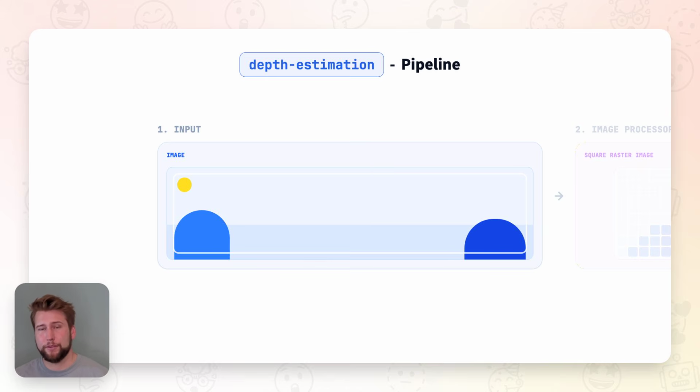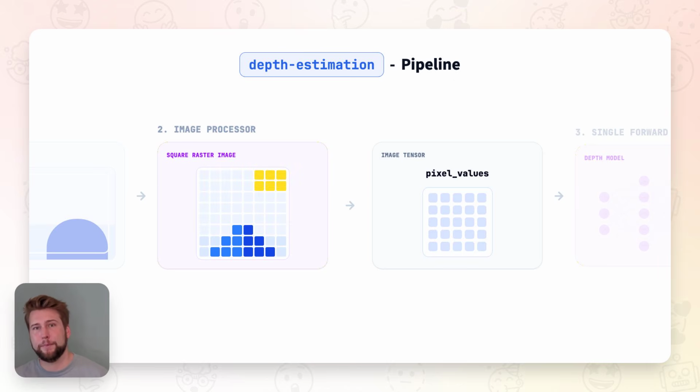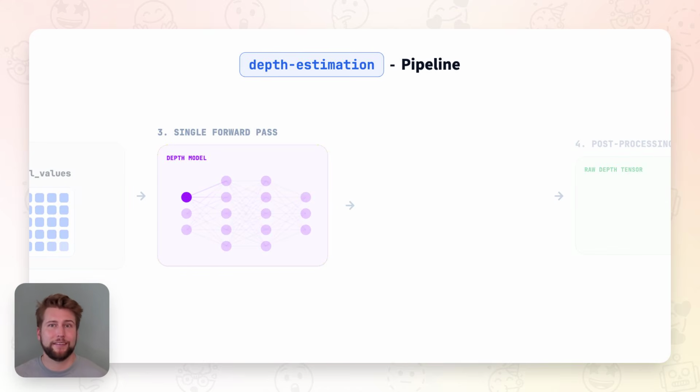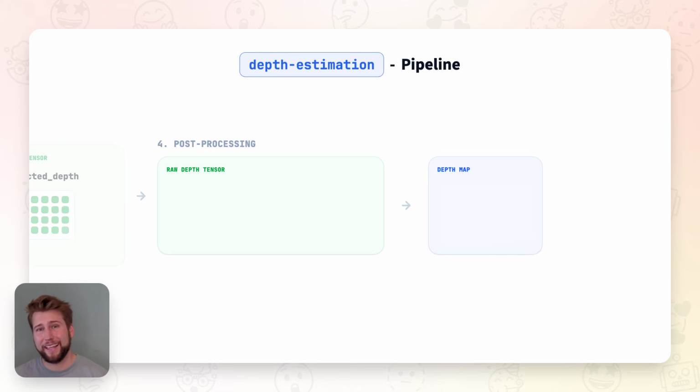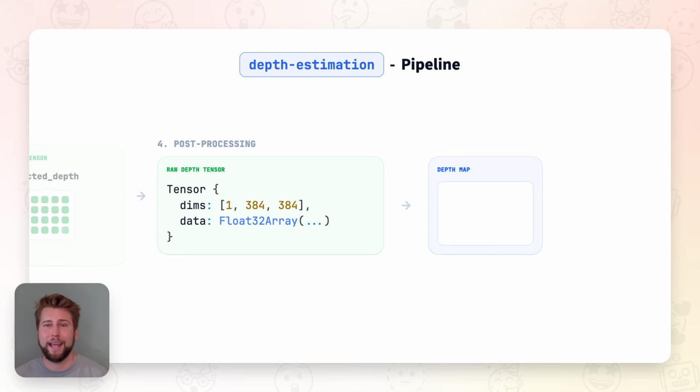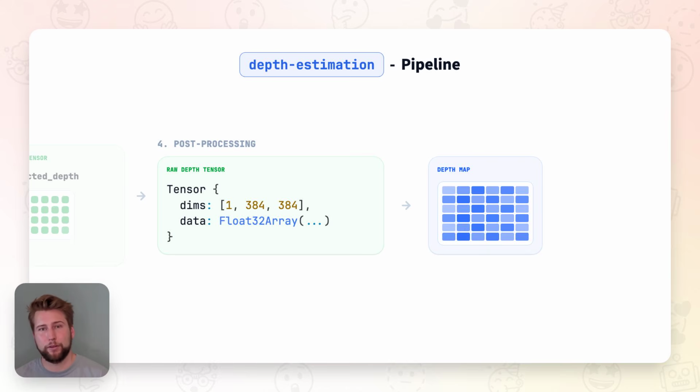You start with an image input, Transformers.js loads and prepares it, then applies the image processor steps like resize and normalization so it matches the model requirements. That processed image is converted into an image tensor and sent through the model in one forward pass. The model returns a depth prediction tensor, where values represent relative distance across the scene. Then Transformers.js post-processes that tensor into a usable output, typically both the raw depth tensor and a depth map image you can render on screen.